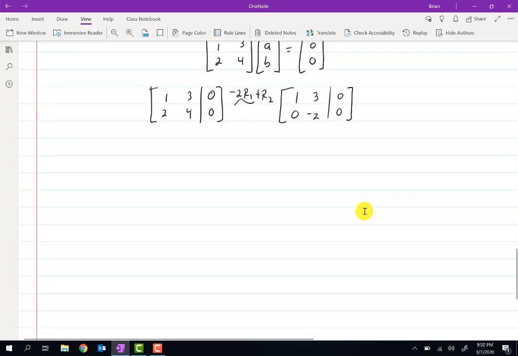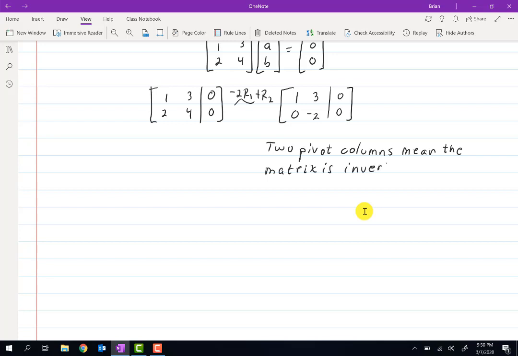So let me first write this up. Two pivot columns mean the matrix is invertible. So therefore, C is linearly independent. Now what about spanning?